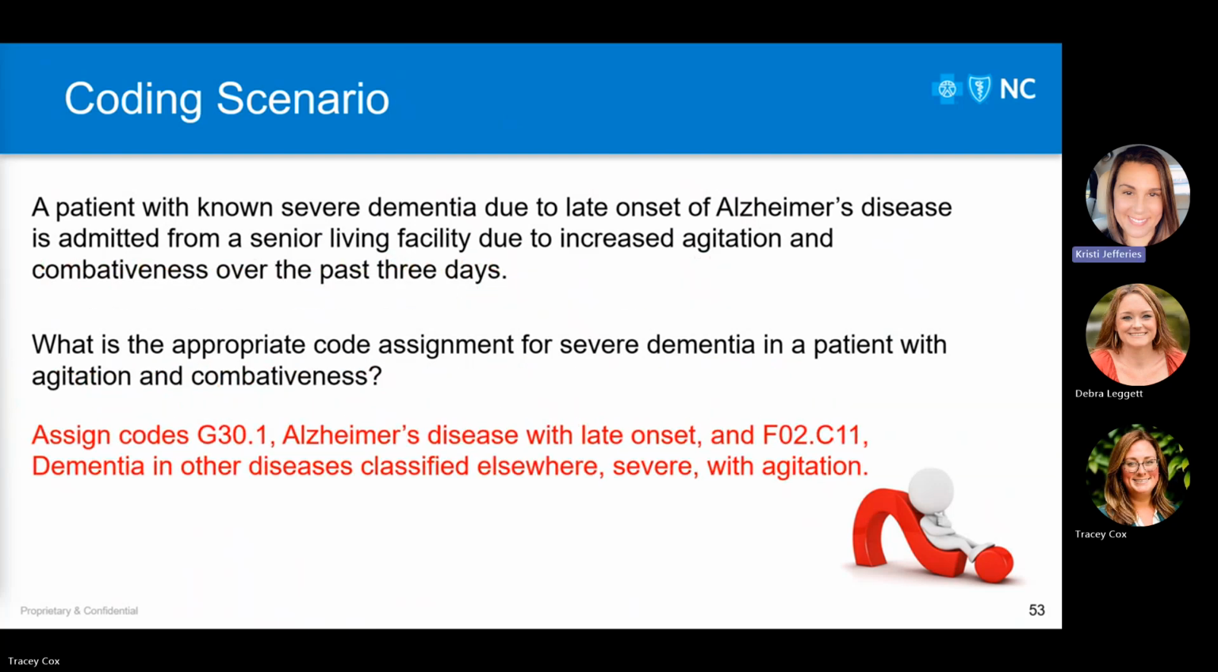You would assign codes G30.1, Alzheimer's disease with late onset, and F02.C11, dementia and other diseases classified elsewhere, severe with agitation.